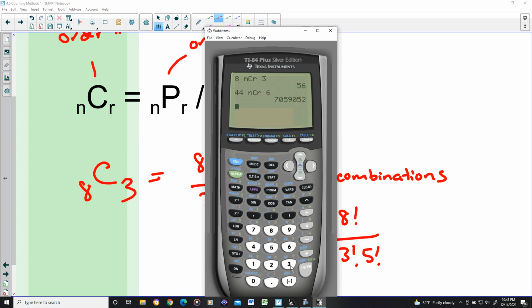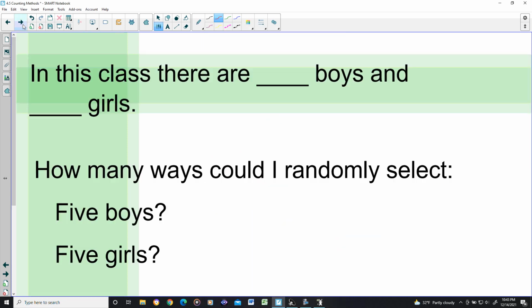What if I wanted to do some other ones? Actually, let's go do some more examples. Okay. Let's say we've got a class. I'm just going to choose one of my classes. Let's say there's 18 students in the class. And in those 18 students, let's say that there is 11 boys and 7 girls.